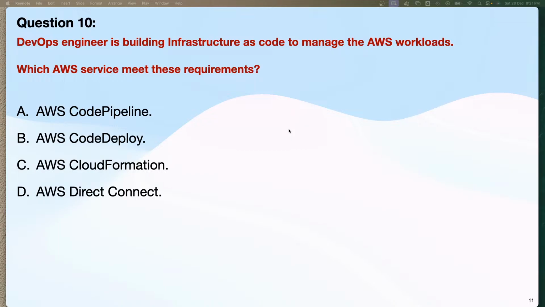Again, just to tell you what D is, remember we discussed in the course, AWS Direct Connect is for building the network communication between on-prem and any nearby AWS cloud. You will use Direct Connect. And AWS Transit Gateway is for building network communication between one AWS resource and another AWS resource. So those are network services, right? Here they are looking for infrastructure as code. So C is the answer.